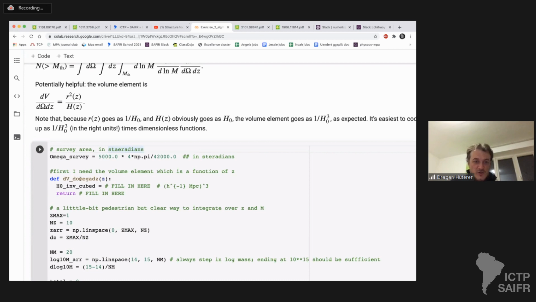Then I'm asking you to fill in the code if you have dV/dΩdz. So this is going to be, first of all, I have H0 inverse cubed. And because I want H0 in these units, remember from last time I said one of the more useful numbers to remember is that H0 inverse is 2997.9 in exactly these units, h inverse megaparsecs. Because I want that cubed, I'm going to do that cubed, okay? And then I'm asking you to fill in here for the dV/dΩdz now.